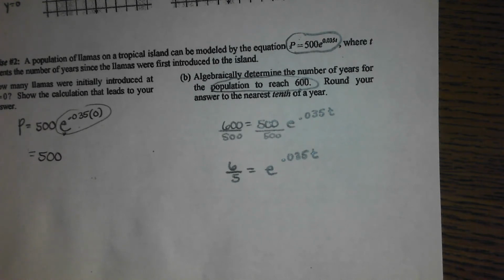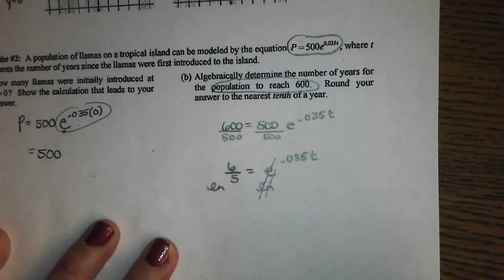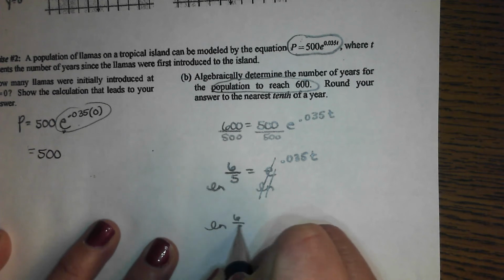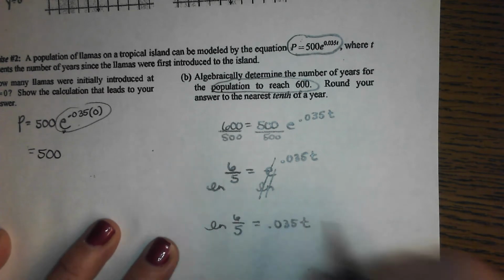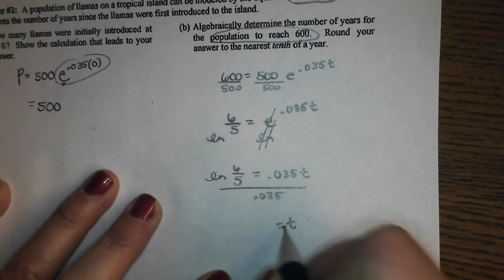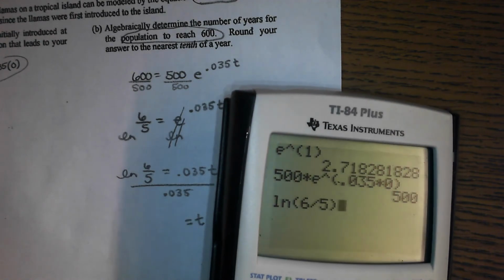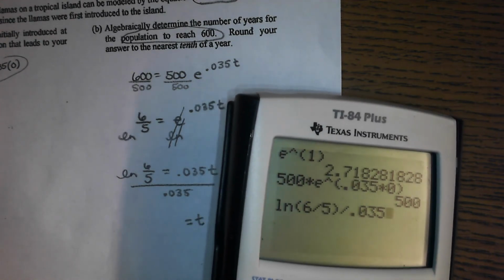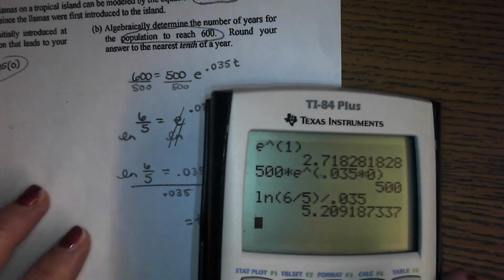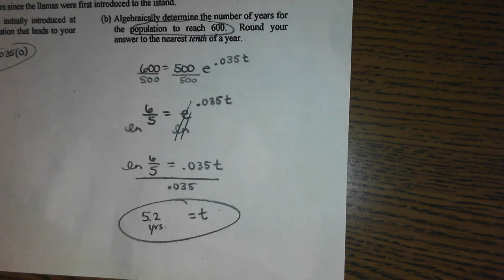If you want to cancel out an e, use ln. And later on, when we want to cancel out ln's, we're going to use e's. They're opposite operations. So I'm just going to take the ln of both sides. That's going to cancel out the e. And then I can solve for t. Divide both sides by 0.035. And then type this into my calculator. The natural log of 6/5 divided by 0.035 gives me a time of 5.2 years. Good?